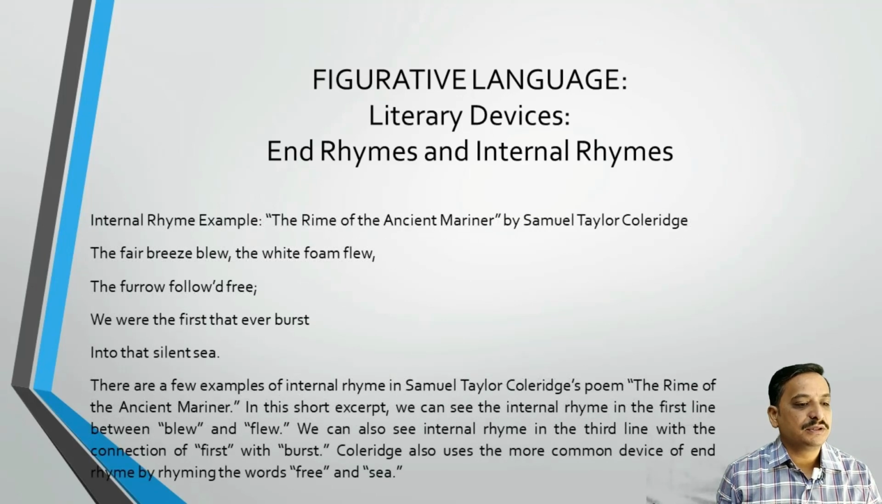Internal rhyme example. "The Rime of the Ancient Mariner" by Samuel Taylor Coleridge. "The fair breeze blew, the white foam flew, the furrow followed free. We were the first that ever burst into that silent sea." In these lines, we have a few examples of internal rhyme. In the short excerpt, we can see the internal rhyme in the first line, "blew" and "flew." We can also see internal rhyme in the third line, on the connection of "first" and "burst." Coleridge also uses the more common device of end rhyme by rhyming the words "free" and "sea."